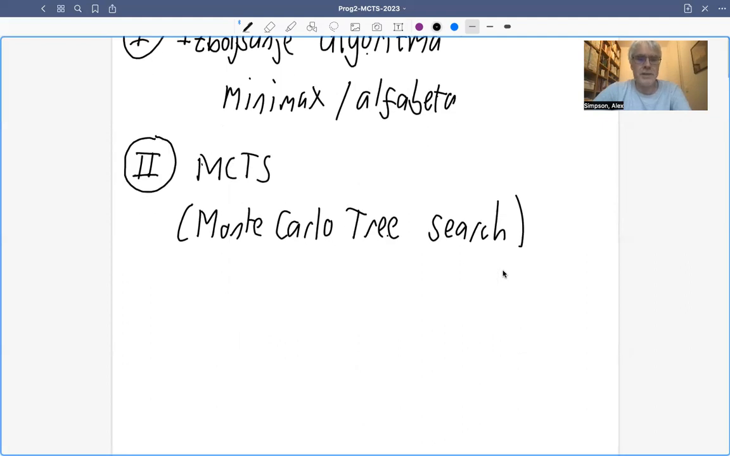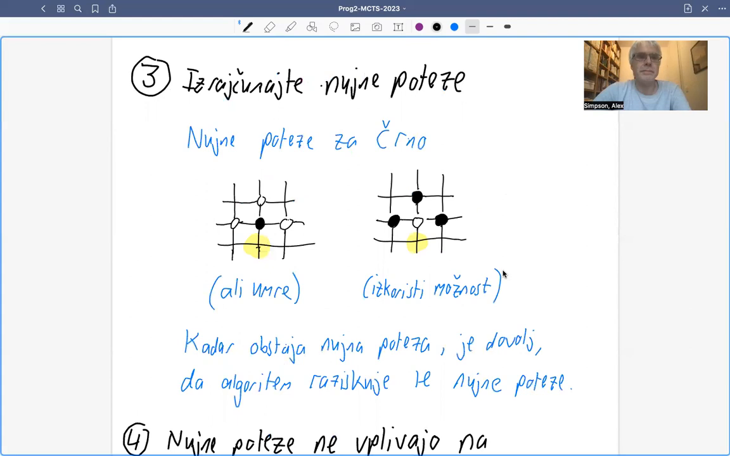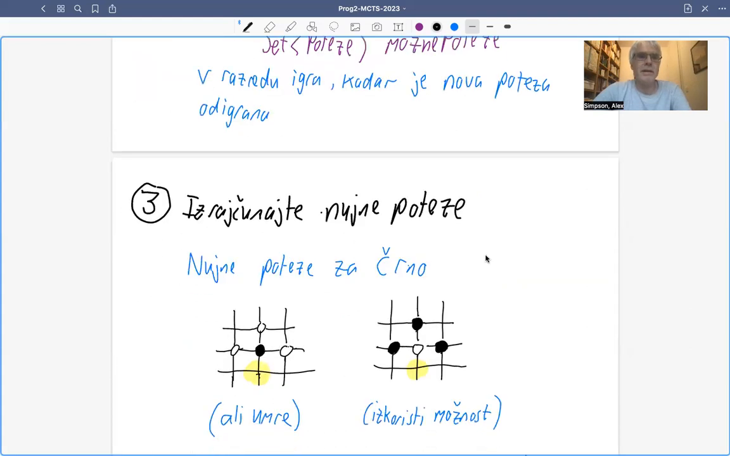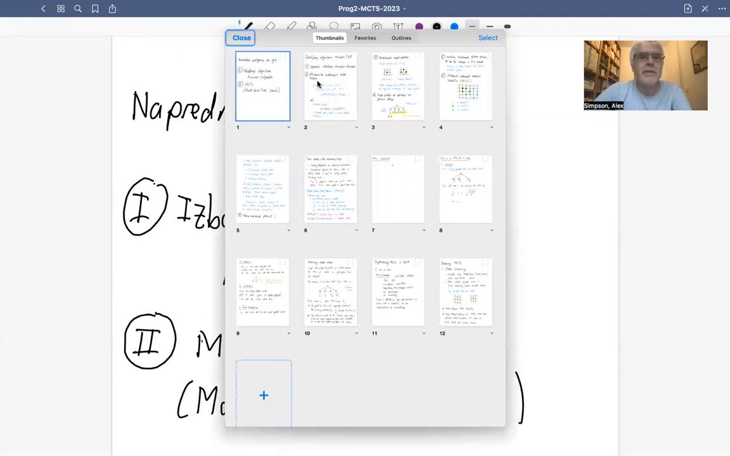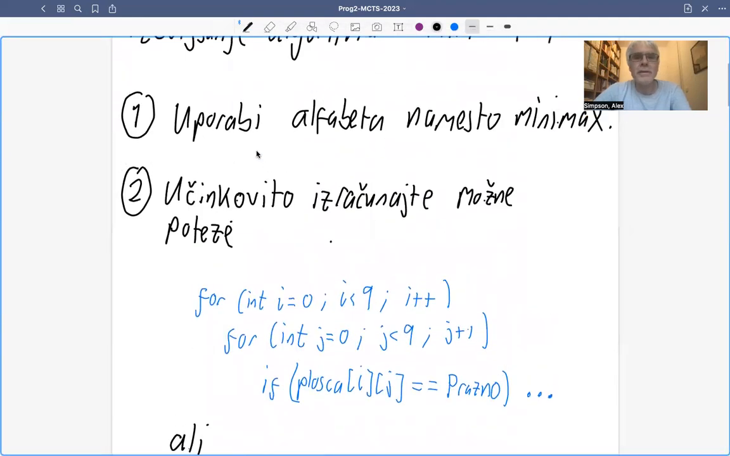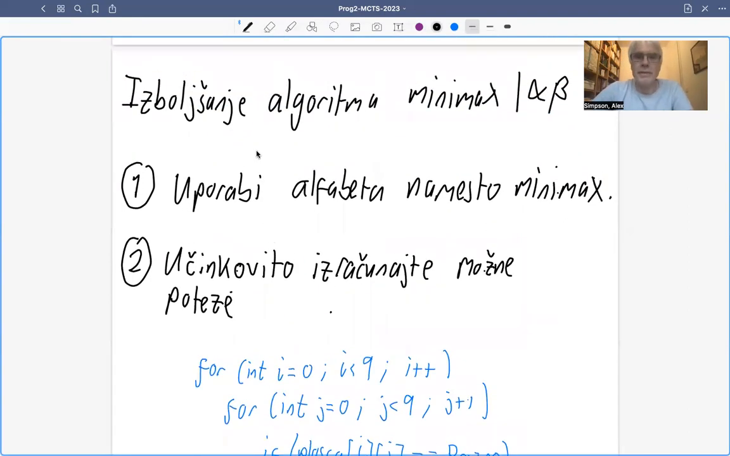And so assuming you've got a basic minimax or alpha beta algorithm programmed, my application doesn't seem to want to settle on the right page, but here we are. Then what can we do to improve the performance of your algorithm? So how do we improve minimax or alpha beta?